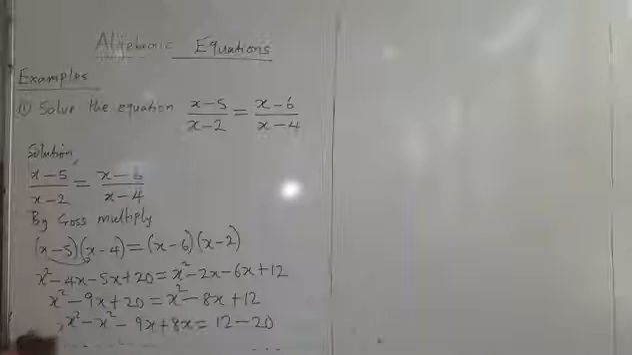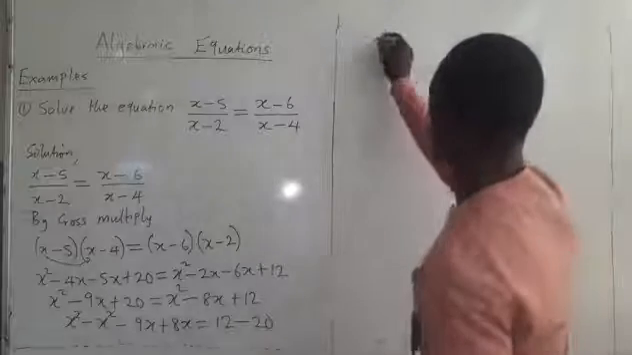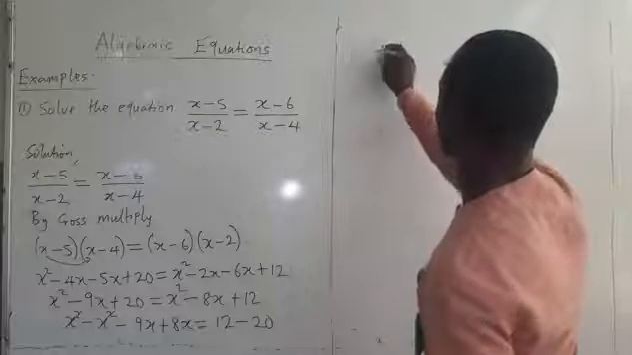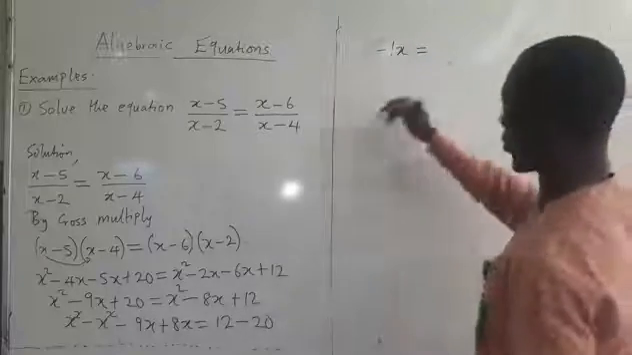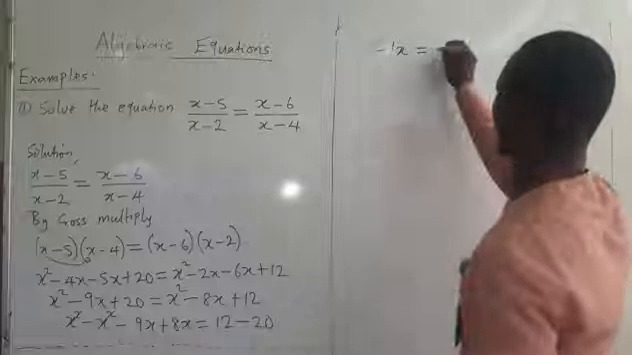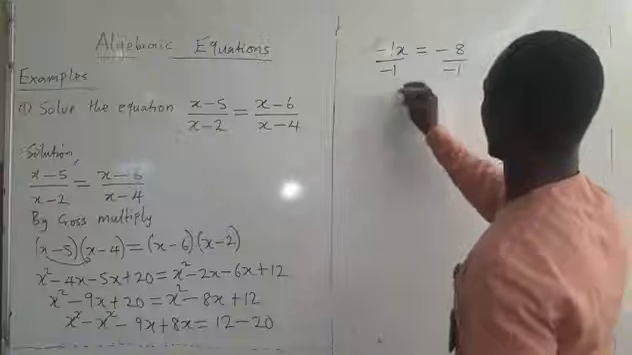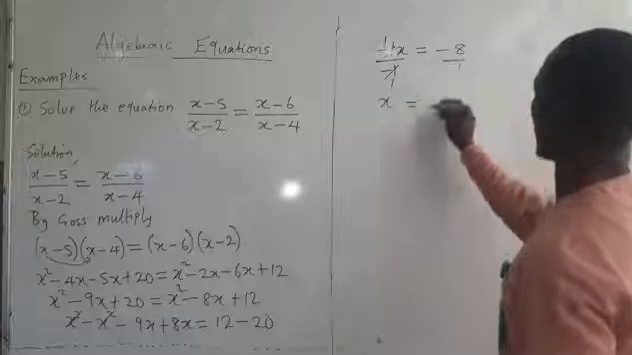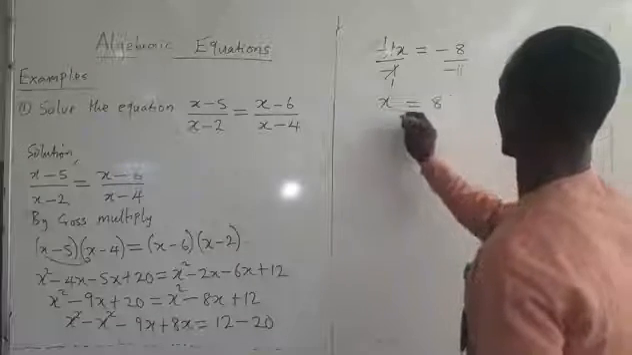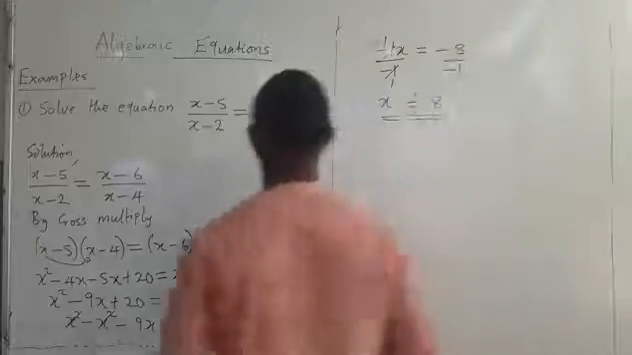So x squared minus x squared is 0. Then we are left with minus 9x plus 8x, which gives us minus 1x, and minus 1x is also minus x. That equals 12 minus 20, that's minus 8. Then divide both sides by minus 1. So we are left with x equals 8 over 1, which is 8. So it means the value of x is 8.